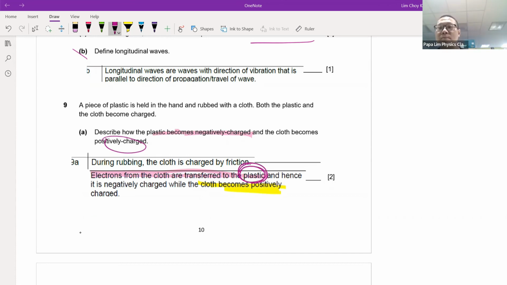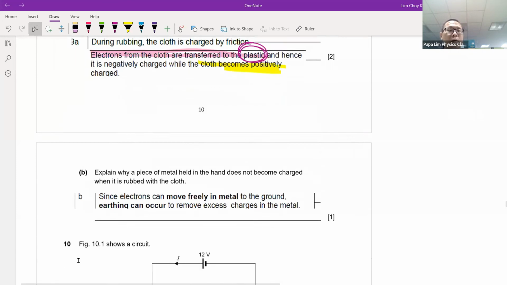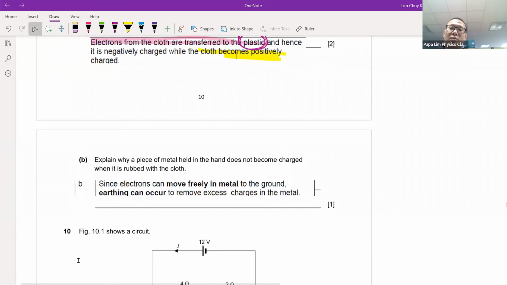So this is what we mean by the keywords when we talk about charging. Whether you are positively charged or negatively charged, I require the students to tell me where the electrons have moved to, and where the electrons come from. By telling me who loses the electrons, I am able to deduce who becomes positively charged and who becomes negatively charged.